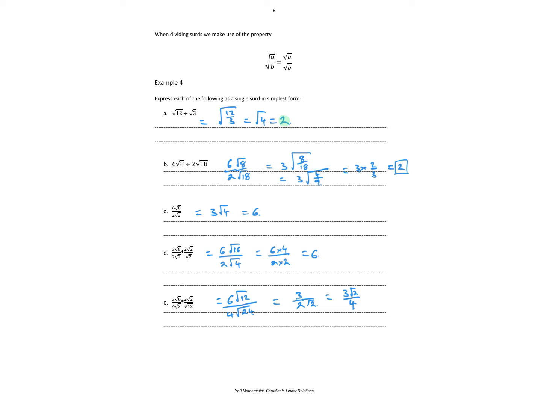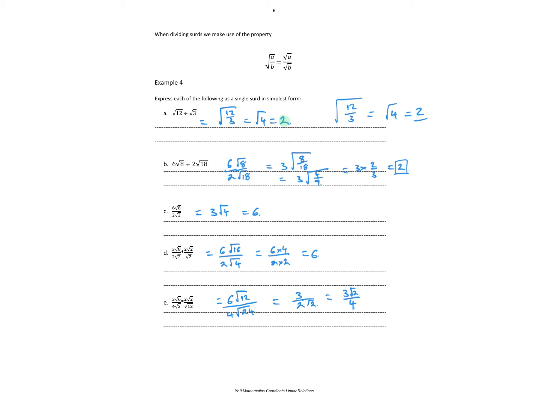A lot of the time, it actually is easier to write it as a division symbol. So if I go back to the example, I could write it as the square root of 12 over 3, which is the square root of 4, which is 2. So often we probably approach it that way. So 6 root 8 divided by 2 root 18 is 6 root 8 over 2 root 18.